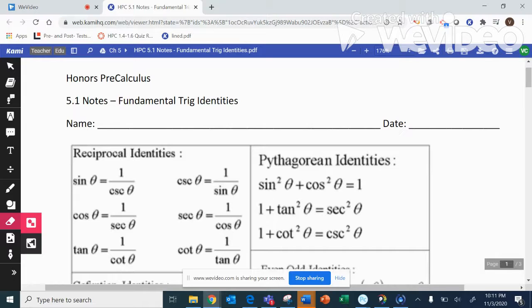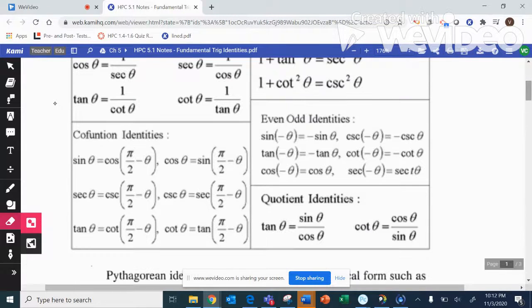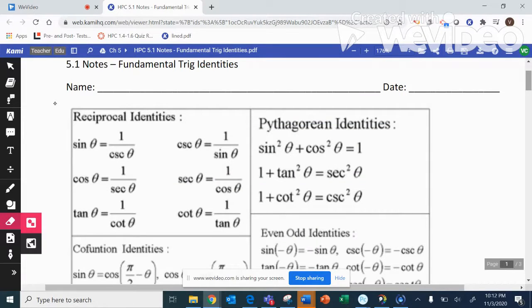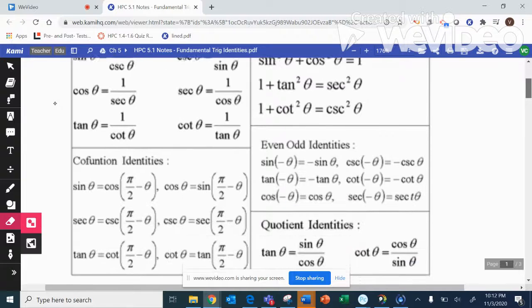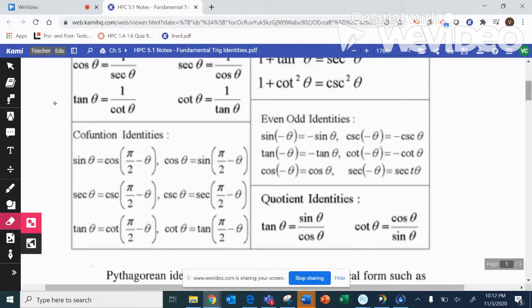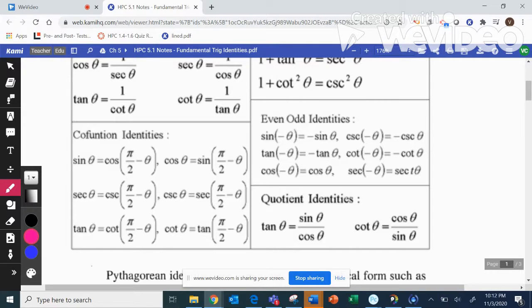All right, section 5.1 for pre-calculus is fundamental trig identities. We started talking about these identities in chapter 4, and we worked on the Pythagorean identities, the reciprocal identities. We also did some quotient identities. There's a few more identities in this list. We've got co-function identities, and then we also have even-odd identities. We're going to go through these in some examples today. So you want to have this list handy.